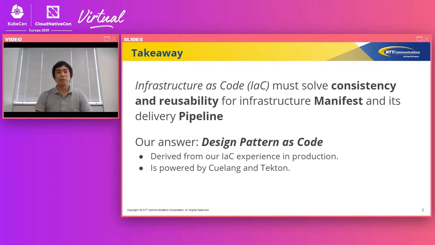The takeaway of this session is infrastructure as code must solve consistency and reusability for infrastructure manifest and its delivery pipeline. In other words, infrastructure configurations and its delivery pipeline should be managed in a consistent manner. And our answer is design pattern as code, which comes from our production experience.